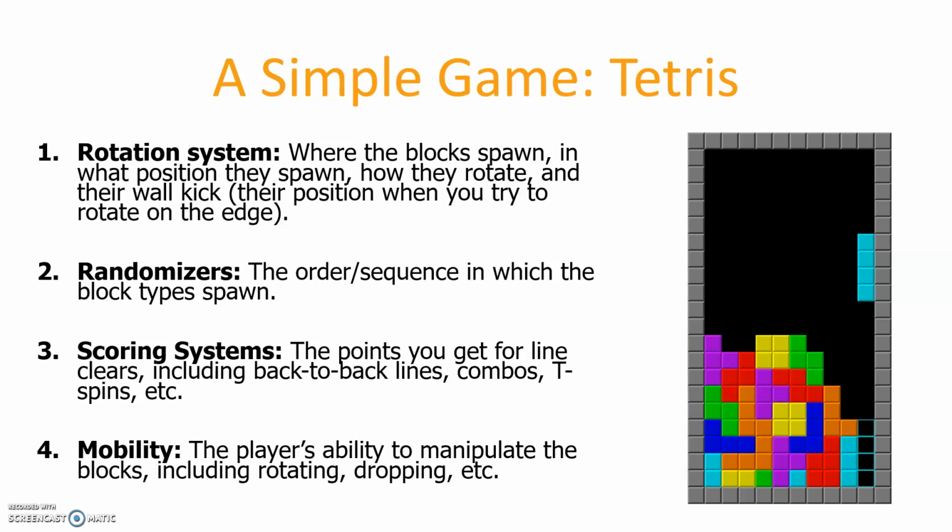And then the last one is the actual player's movements or movability, which is like you being able to move left and right, being able to drop faster, to rotate, etc. Okay, so those are the 4 main types of game mechanics for a very, very simple game. But let's be honest, most of the games that we play nowadays have a lot more rules and complexity than the likes of Tetris.